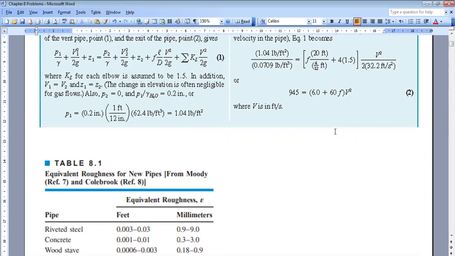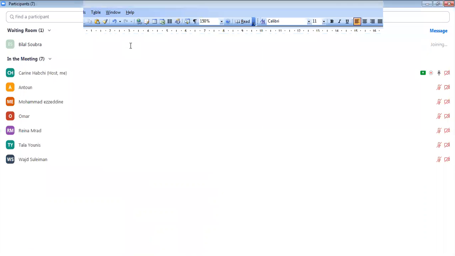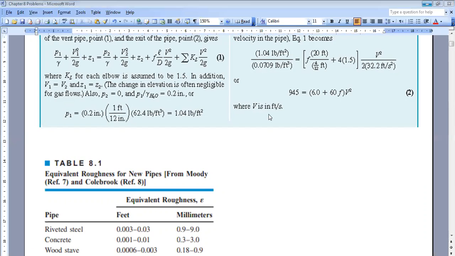Doctor, there was just a small question. I think Mohammed was asking why V1, V2, and V are the same here. Why are they the same here? Because you have one diameter. The diameter of your piping system is the same. So you can say that at any location, it's equal. So we can simplify that.